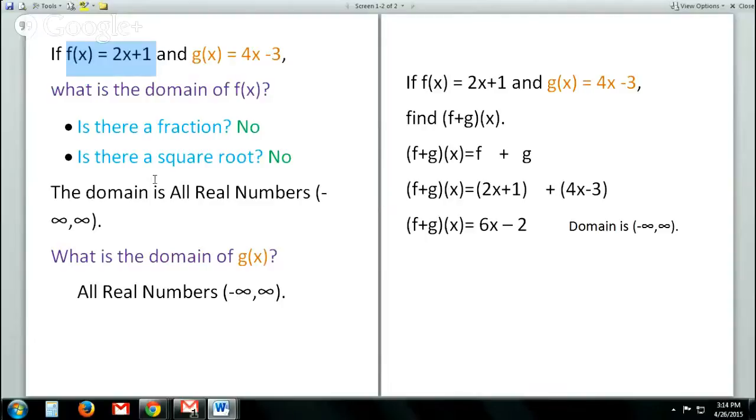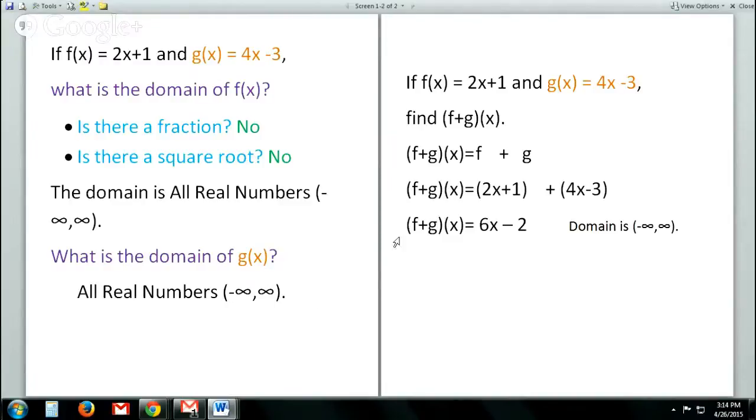No. Since neither of the things that we know of that restrict domain happen in f of x, this means that our domain is all real numbers from negative infinity to positive infinity. Same thing with g of x. There's not a fraction, there's not a square root, so from negative infinity to positive infinity, all real numbers would be our domain. Remember, when we have an infinity, we get parentheses beside it. And remember also that the smaller thing goes on the left with the larger thing on the right.